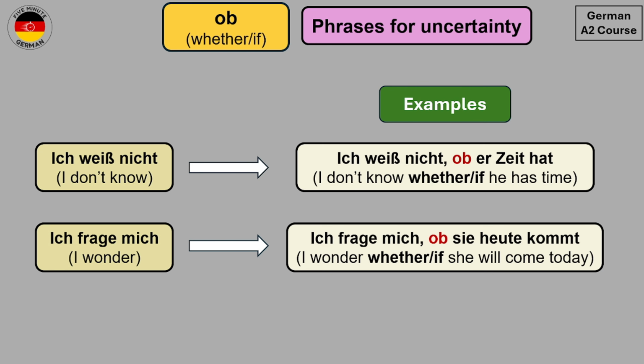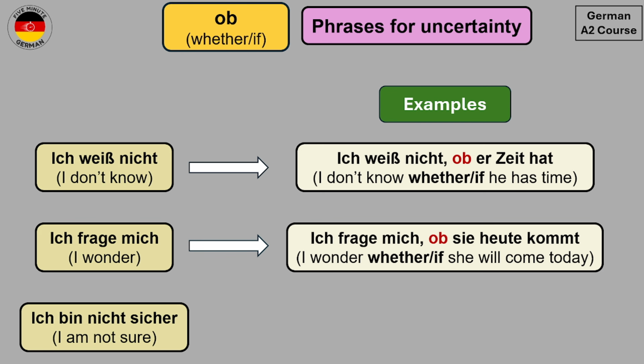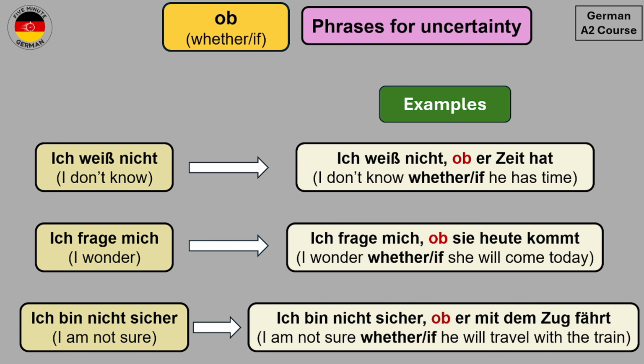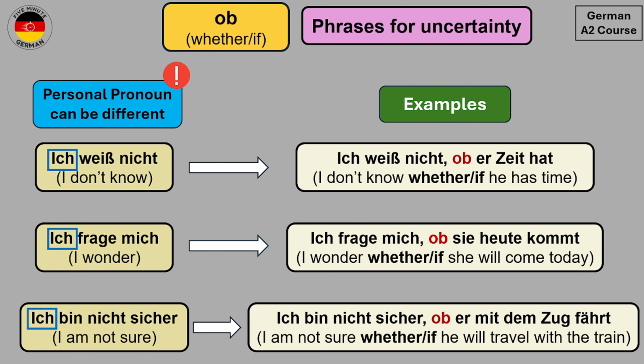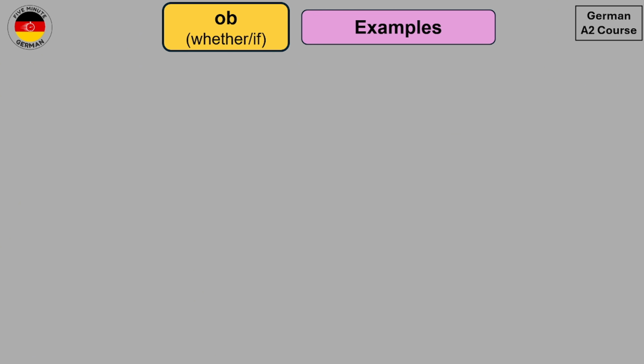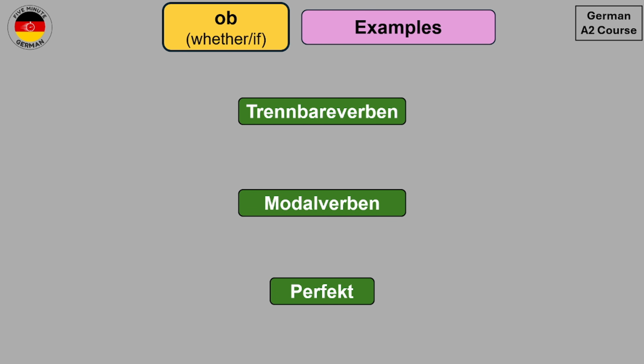Then we have another phrase which is Ich bin nicht sicher, I am not sure. And an example can be Ich bin nicht sicher, ob er mit dem Zug fährt. I am not sure whether or if he will travel with the train. So these are different phrases after which you can use ob. And remember that the personal pronouns that I have used over here can be different depending on who the subject is. Now let's take a look at some examples with ob with trennbare Verben, Modalverben and perfect form.